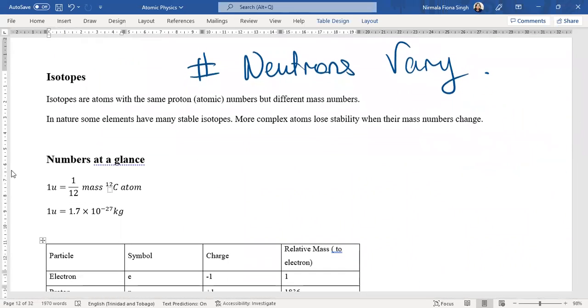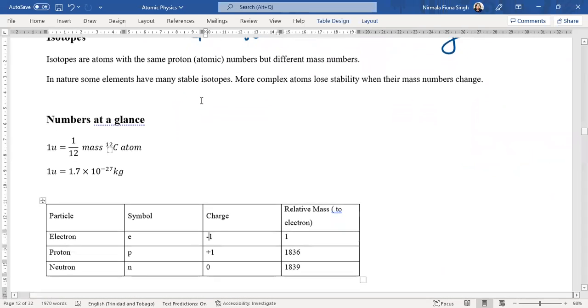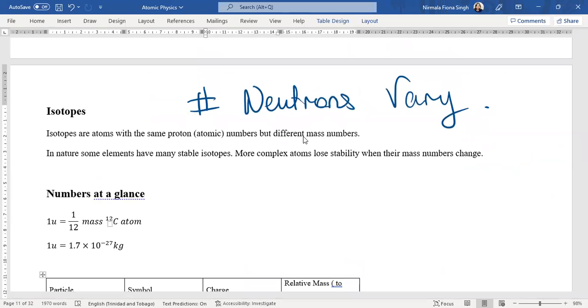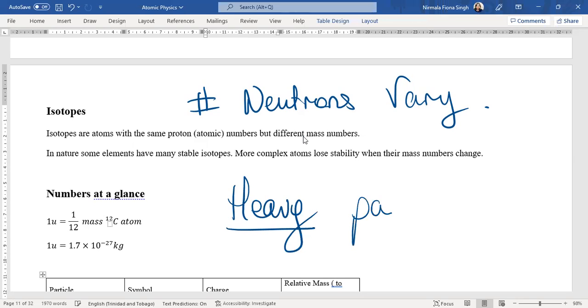So this is all you're supposed to know. Isotopes are atoms that have different numbers of neutrons. And the more we change the number of neutrons, the less stable our atom becomes. Why? Because remember, neutrons are very heavy little particles. And this heavy particle here maintains the energy balance of your atom.